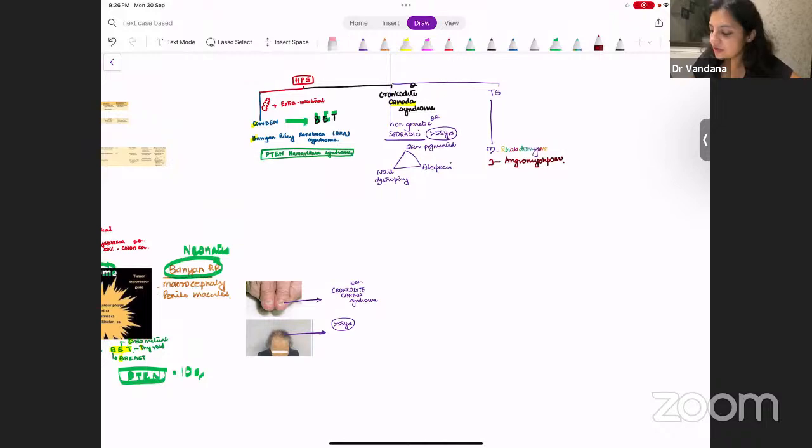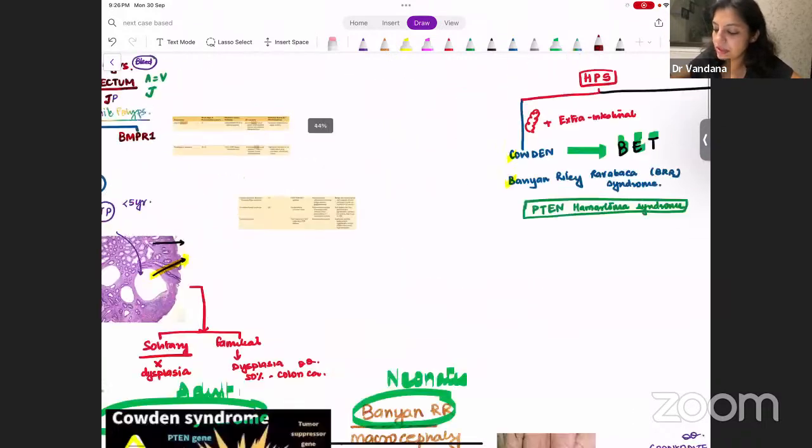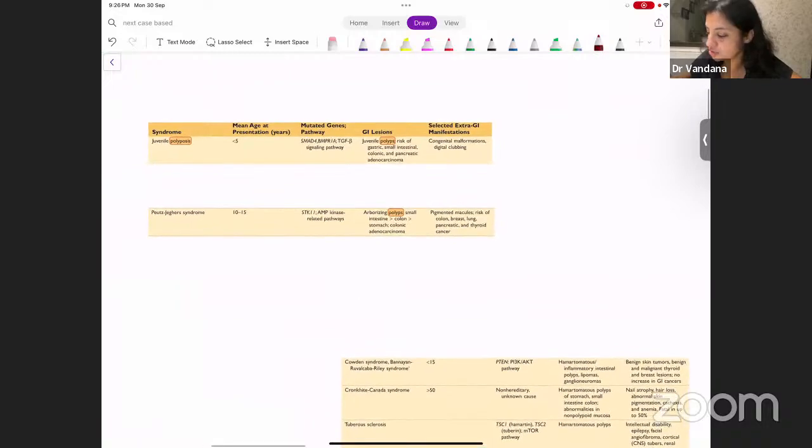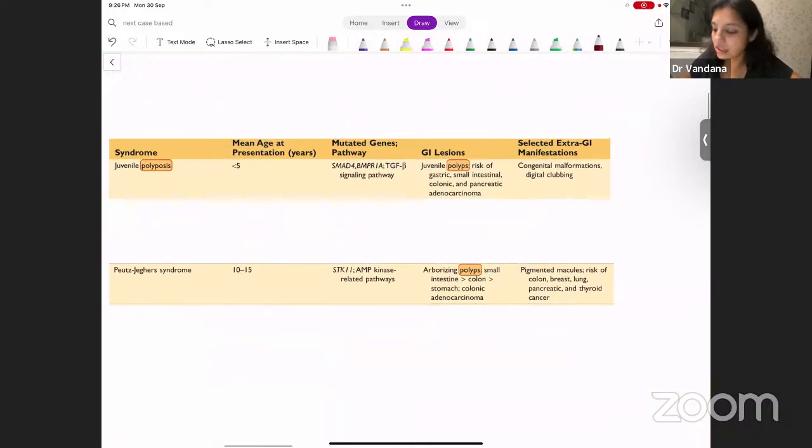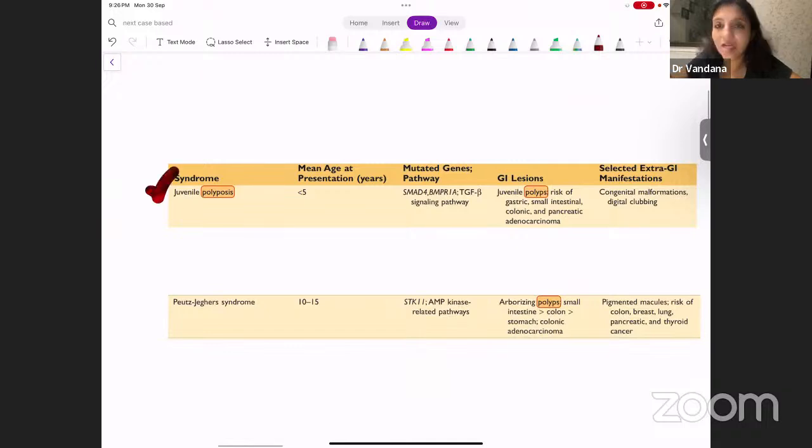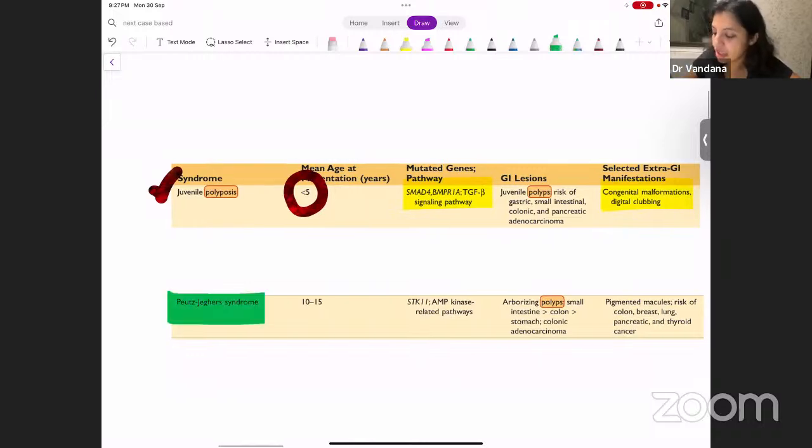So those are the pointers that we have remembered here. This is the chart from Robbins, which is a must to read. Just to recall, can you see what you studied? You have studied juvenile polyps here, usually occurring in less than 5 years of age. The mutation is SMAD4, BMPR1, and the TGF-beta pathway is activated. These juvenile polyps are usually present in the rectum. That's most common. Apart from that, they can occur at other sites also, but they usually have AV malformation and clubbing. Then we studied the second one, Peutz-Jeghers syndrome. You studied that it occurs in 11 to 22 years of age.